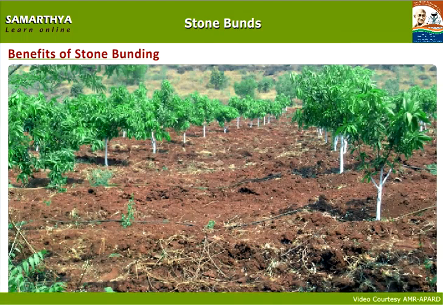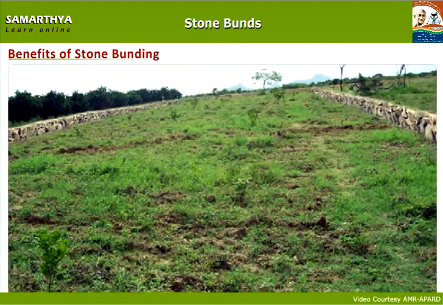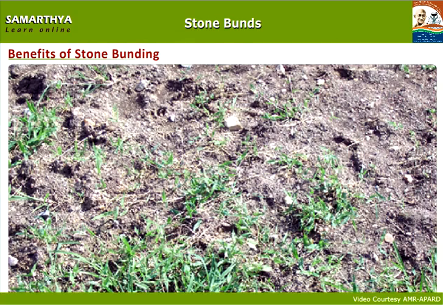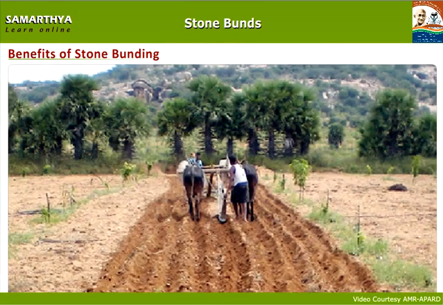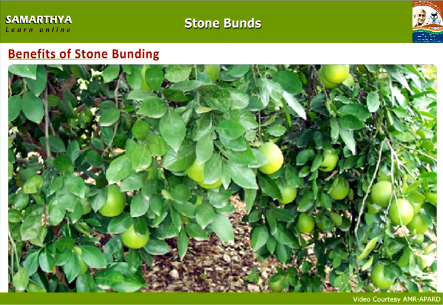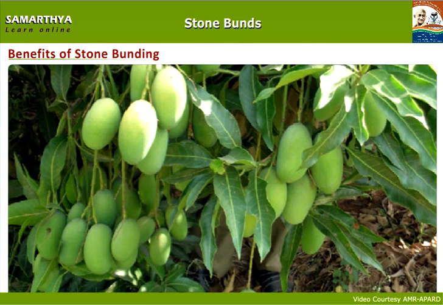soil fertility. Stone bunting helps to store rainwater and thereby increase the moisture levels in the fields. Effectively use agricultural implements and tools without any damage. The crop yield will increase with the storage of rainwater and increasing the soil moisture percentage.